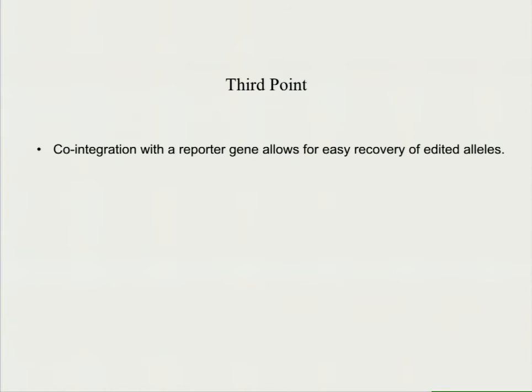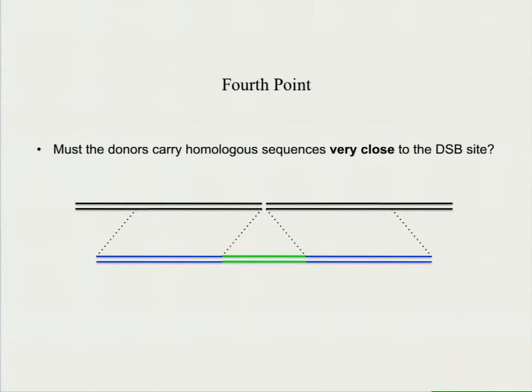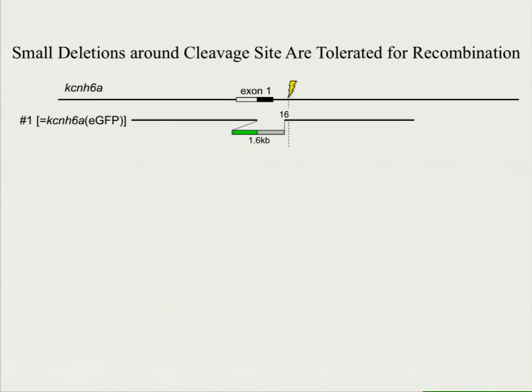So the third point: we emphasize that the co-integration of the reporter gene allowed for easy recovery of the edited allele. As the fourth point, we asked if the donor DNA must carry the homologous sequence very close to the double-strand break site.